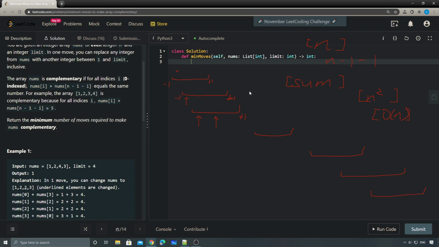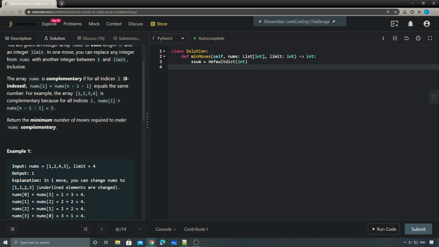Okay. So for the coding, right? So I have a sum equals to default dictionary. So I'm going to use two dictionaries to store the diff, right? So I'm going to have a diff here. So default dictionary integer. And then I have an n here, length of the nums, right?